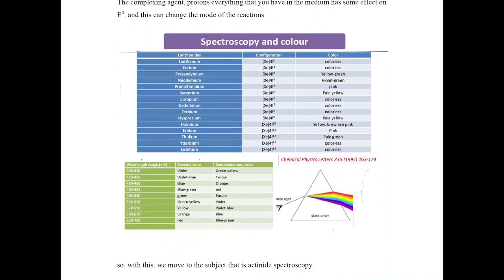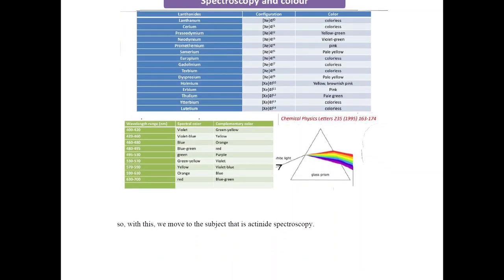Spectroscopy in color: we talk about lanthanum, which is colorless, cerium is colorless, praseodymium is violet yellow green, neodymium is violet green, promethium is pink, samarium is yellow, europium is pale yellow, erbium is pink, thulium is pale green. Now the spectral color is there in the wavelength, and then the complement colors are shown, which is the chemical picture.